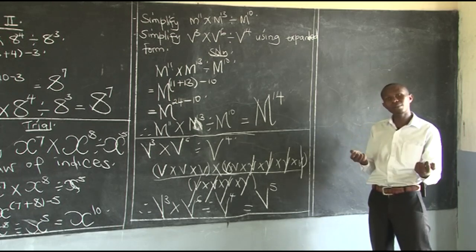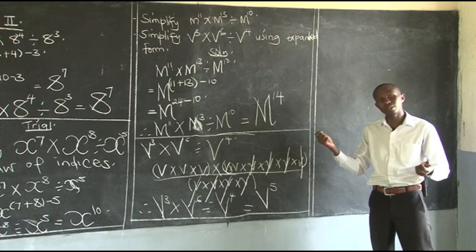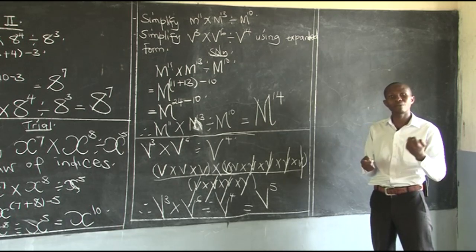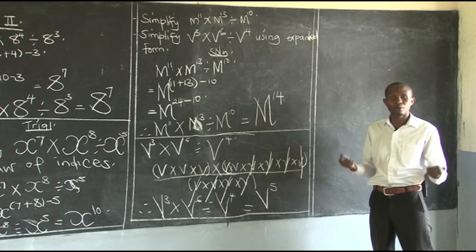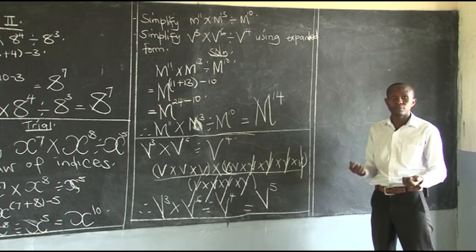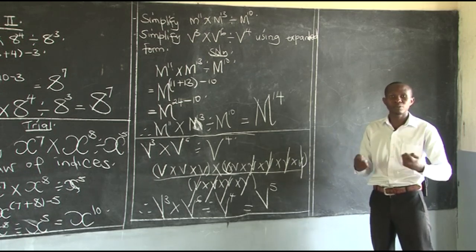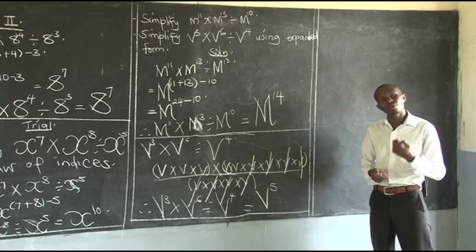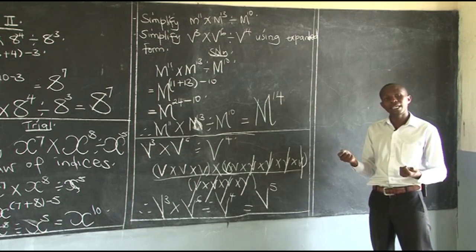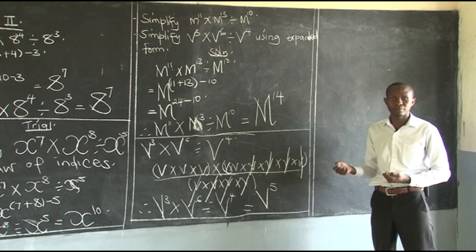Because if you use a different method, yet they have given you different instructions, even if you get the correct answer, they will mark you wrong. For us, we assume you didn't know what you're doing. You might have even just copied from the neighbor. So what do you do? Follow the instruction until you reach the end.